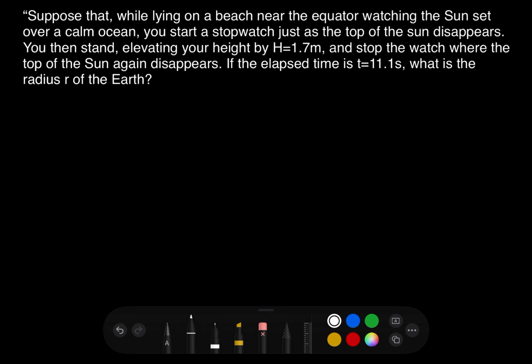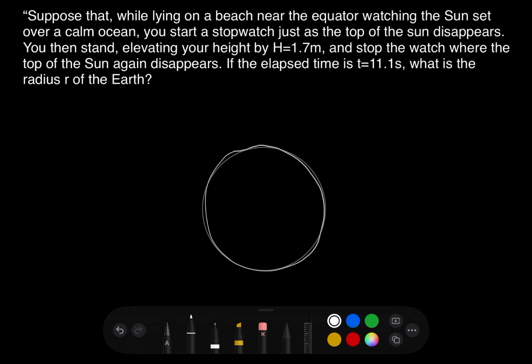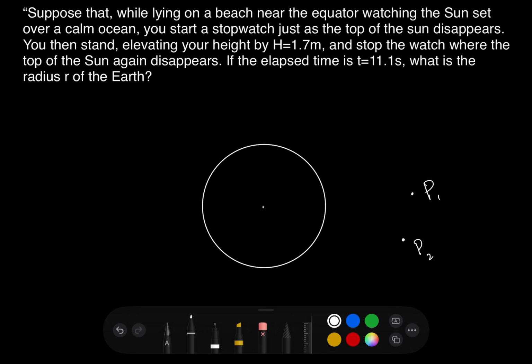So why don't we start by breaking down this problem? We can start by drawing the Earth, just a circle, like so. And for now we can just draw the sun as a point source of light, because when the sun is orbiting the Earth, we can think about it, for now, as the geocentric model, as the sun orbiting the Earth instead of the Earth orbiting the sun. Now, what we want to find is the radius r of the Earth.